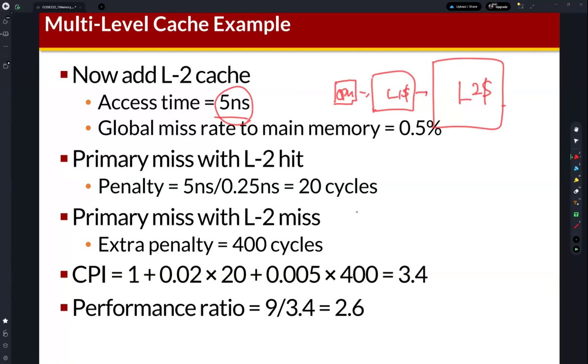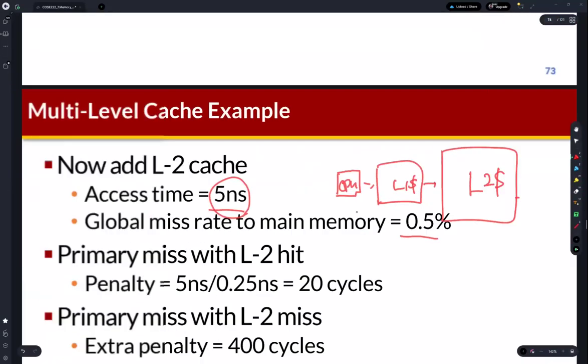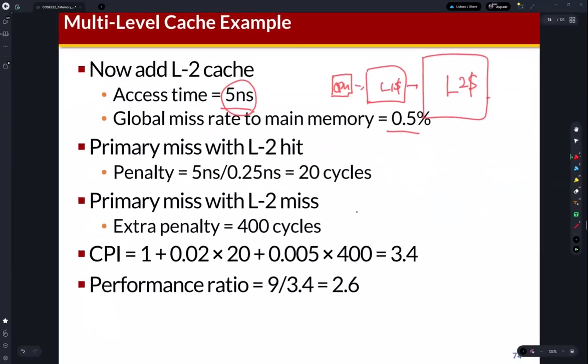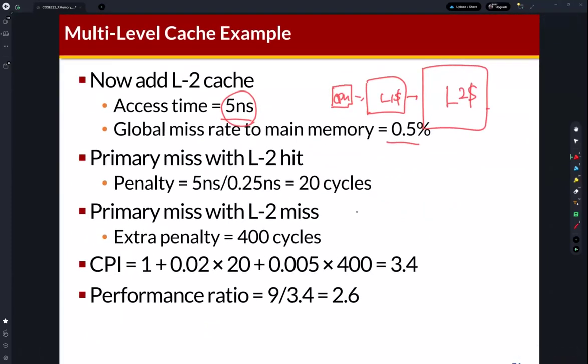But if we just see the miss rate, this miss rate is reduced, right? The global miss rate to main memory is 0.5%. Okay, so this is the miss rate in the L2 cache. So what is the primary miss with L2 hit? What is the miss in the L2?